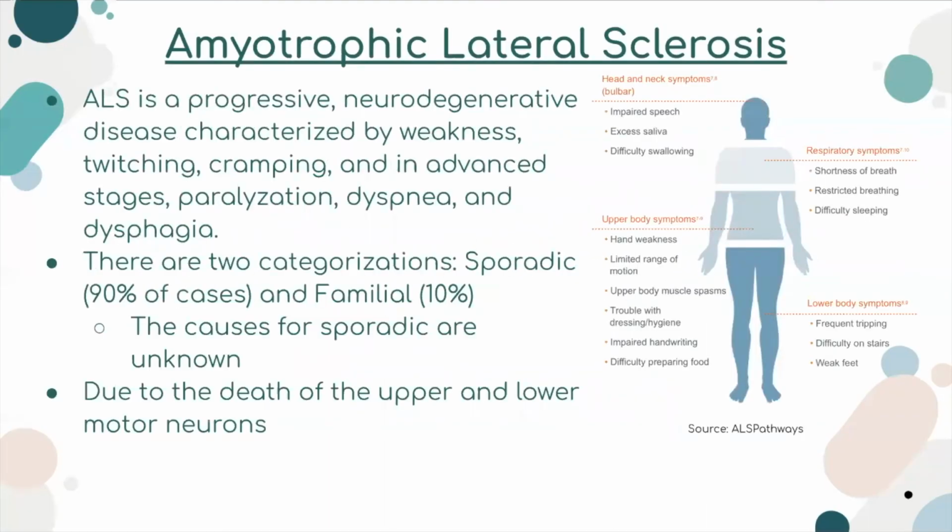The last neurodegenerative disease we will cover today is amyotrophic lateral sclerosis, or ALS. ALS is a progressive disease that entails weakness, twitching, and dysphagia, which is difficulty swallowing. Two categories of ALS include sporadic, which makes up to 90% of diagnoses, and familial ALS, which makes up to 10% of diagnoses. Overall, ALS is caused by the death of upper and lower motor neurons.